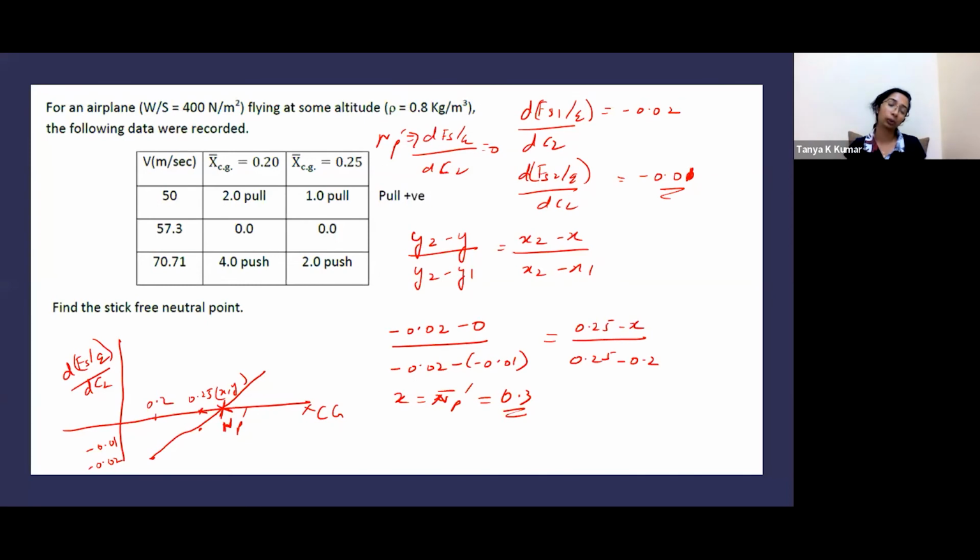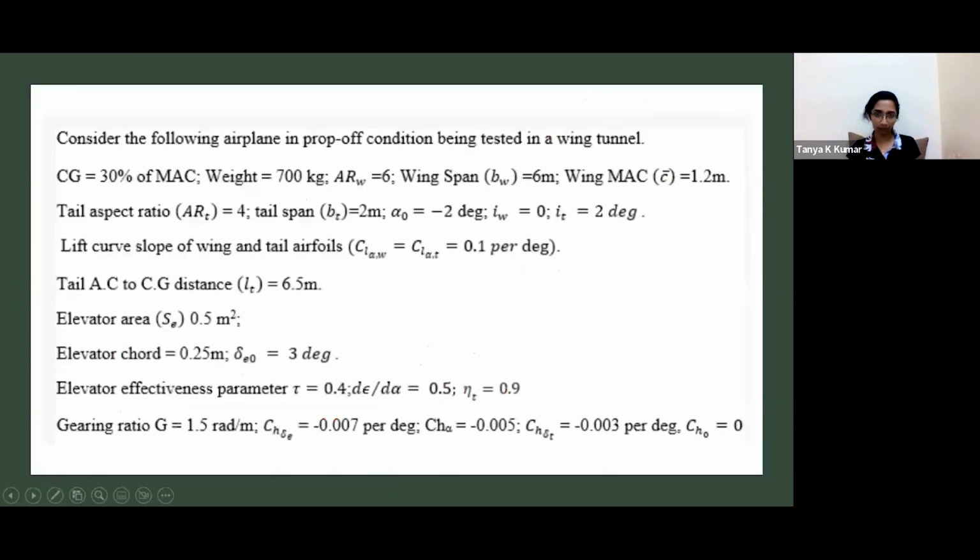So the next question, this is a question that sir has solved in the class, and it would help you solve your numericals, your assignment. So we'll just go over it again and just put down the equations in a systematic manner so that it will help you solve. I believe your assignment is due tomorrow.